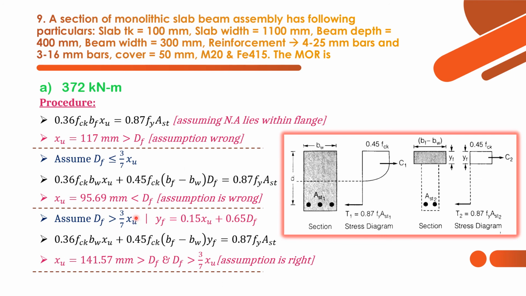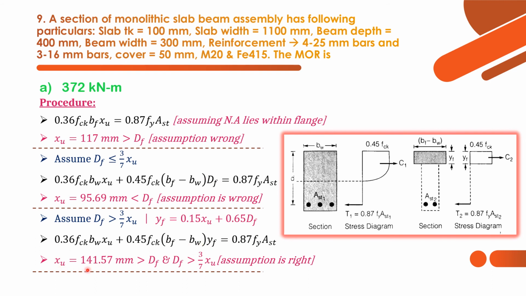Next assumption is DF is greater than 3 by 7 XU. Then what is the relation we have to follow? The same relation as we saw in the previous step, but the only thing is DF has to be substituted as YF. And what is YF? YF is the equivalent depth of the straightly varying portion that we saw in the Whitney's block in the previous question. YF is 0.15 XU plus 0.65 DF. So just change DF into YF, then find the value of XU.